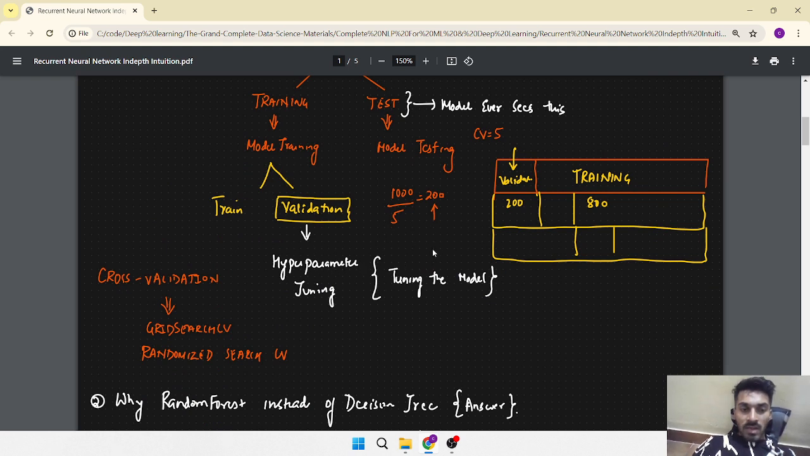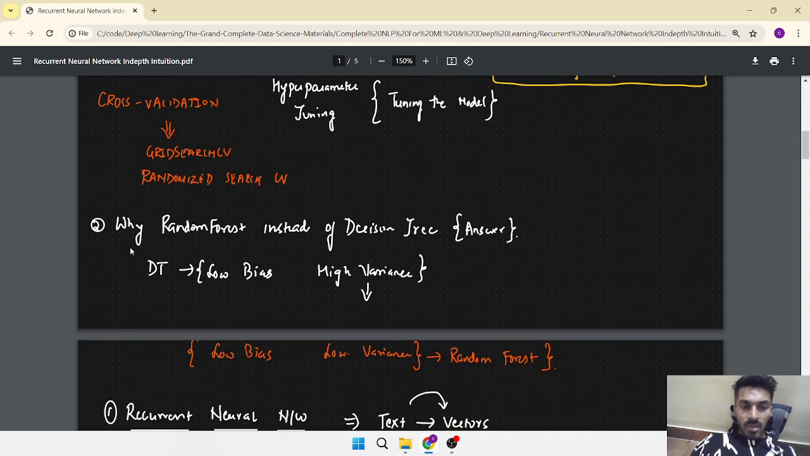I think you already know k-fold cross validation. In k-fold cross validation, if you have a data set and we take k as 5, then we divide our data set into 5 parts and take them one by one as the validation set.